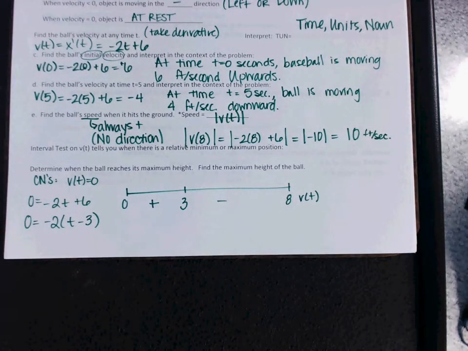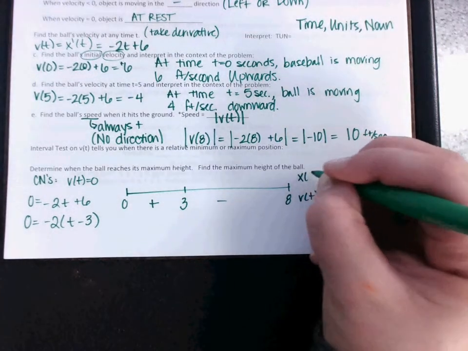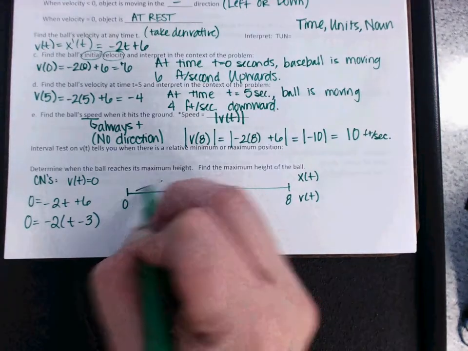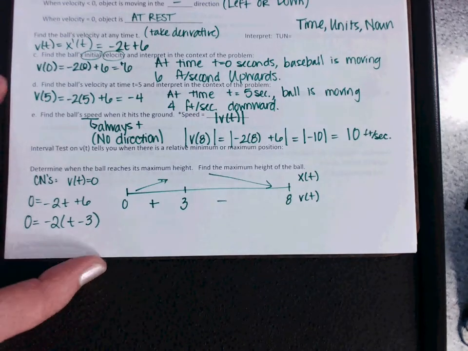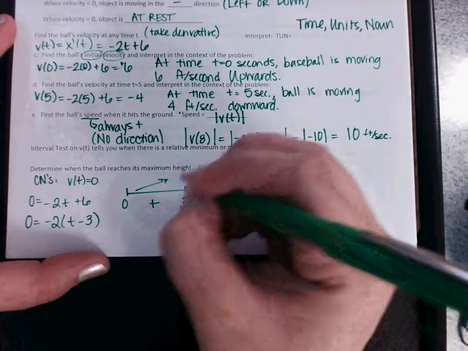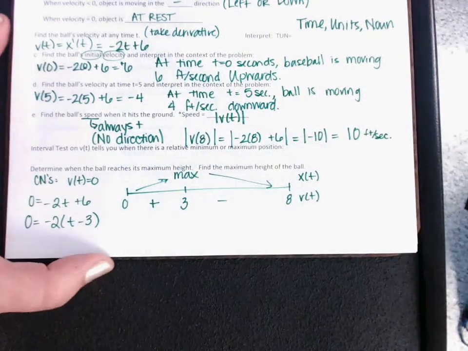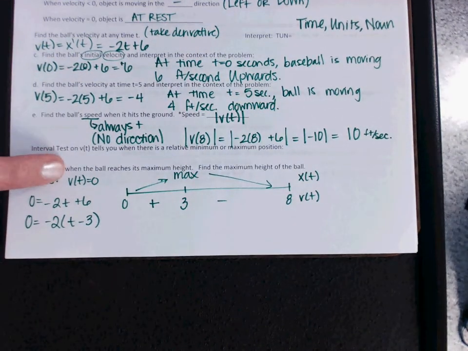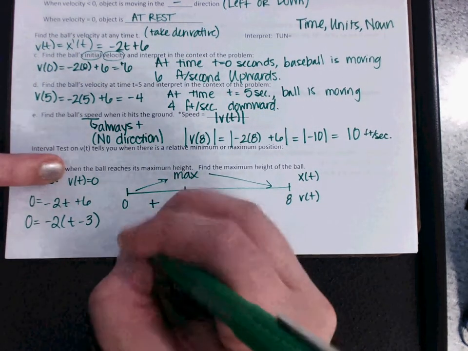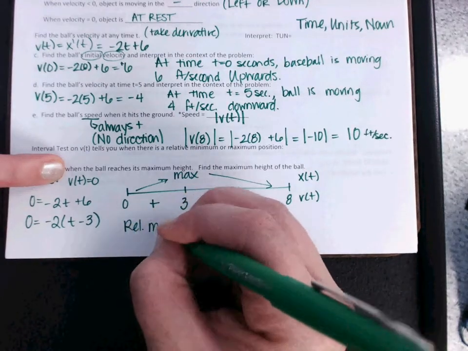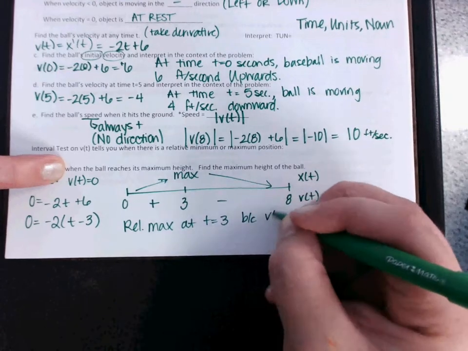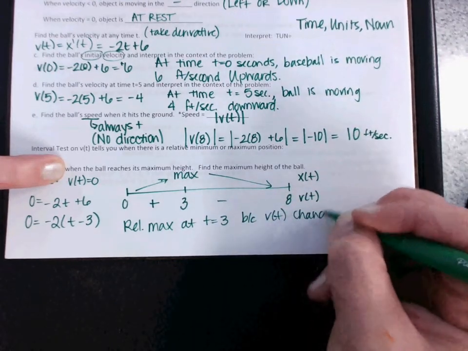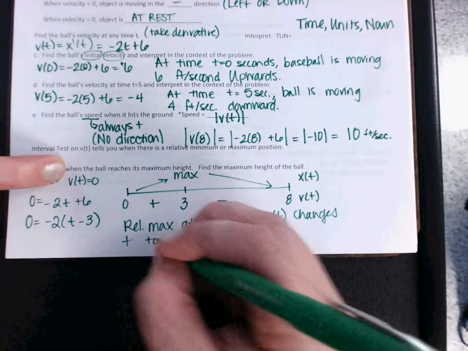We're not going to label it F prime anymore because we have a name for it now. And what does that tell us about the position? That it was increasing, good, then decreasing. So what type of extrema do we have at 3? A max. Very good. So it says determine when the ball reaches its max. We would say there's a relative max at t equals 3 because v of t changes from positive to negative.